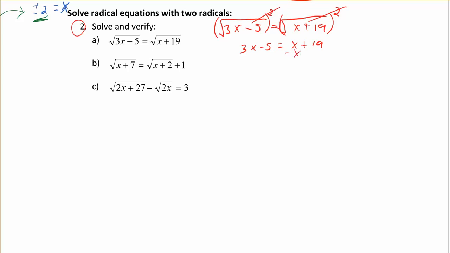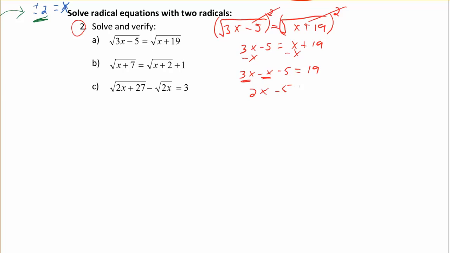So what I'm going to do is bring x to the left. So I'm going to subtract x from both sides. So minus x. And what I've got, I'll just write it again here. I've got 3x minus x minus 5 is equal to 19. This minus x and this 3x, I can just collect like terms there, right? So this just ends up being 2x minus 5.